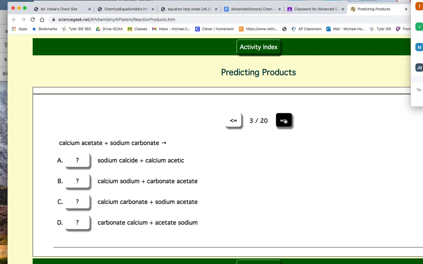All right, calcium acetate, sodium carbonate. What kind of reaction does that look like? Either chat or say it out loud. Double replacement I see in the chat, and that's right. And we know it's double replacement because it has a metal and a polyatomic ion, or metal and a nonmetal. And what happens here is the sodium goes where the calcium was, and the calcium goes where the sodium was. That's why it's called double replacement.